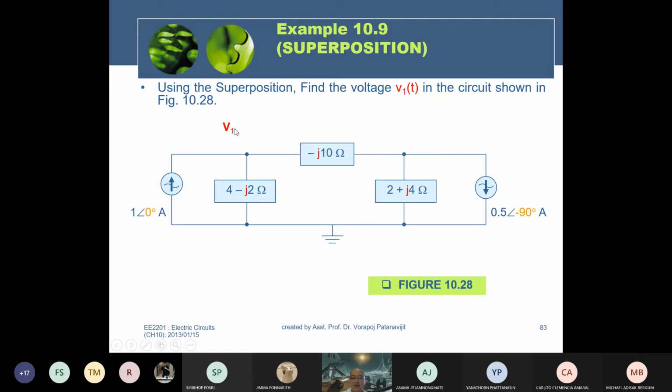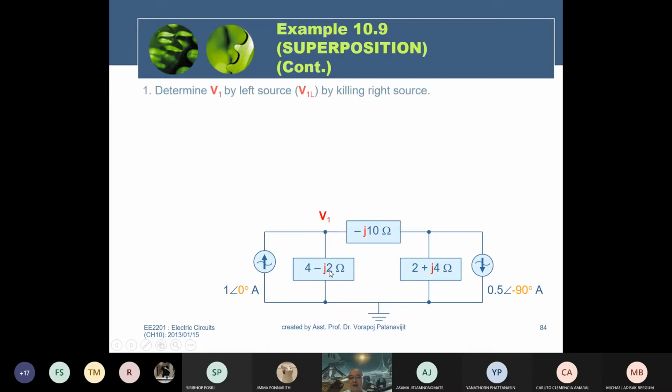The key is that you would like to find V1 from each source. Therefore, in the first step, you activate the source on the left-hand side and deactivate the source on the right-hand side. How do you kill the current source? You kill it by open circuit, and the branch becomes broken. There is no current flowing here, so it has no effect from the right-hand source. Only the left-hand source drives current here. The current splits in two, you can find the current in each, and you can find the voltage across them.